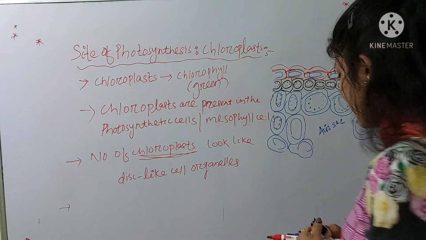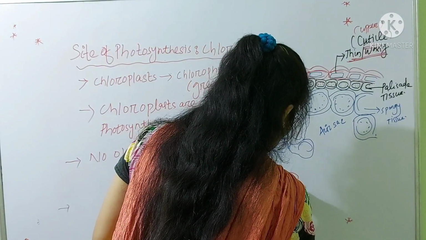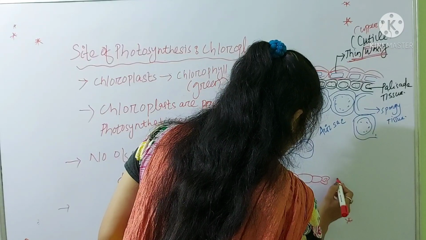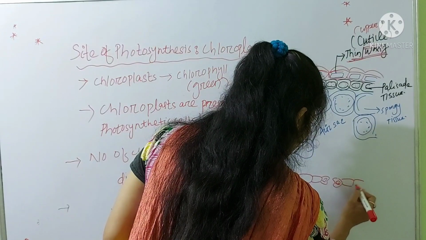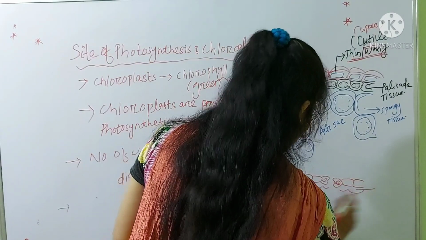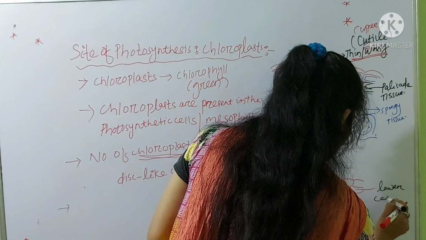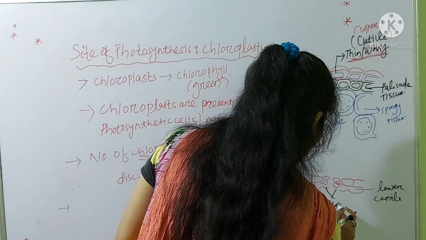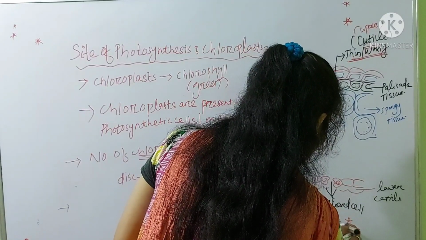And just below, the lower cuticle is present. Here it is the stoma, and inside the stoma it is the guard cell. It is the lower cuticle, and it is the guard cell, two kidney shaped cells. And it is the stoma.